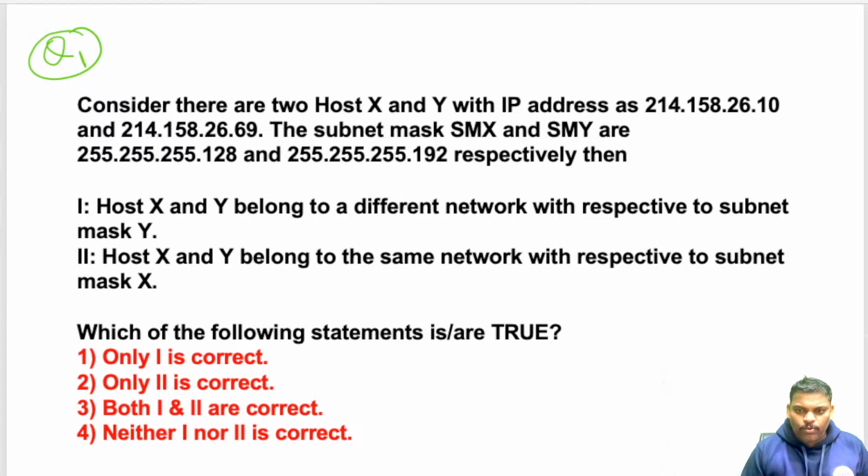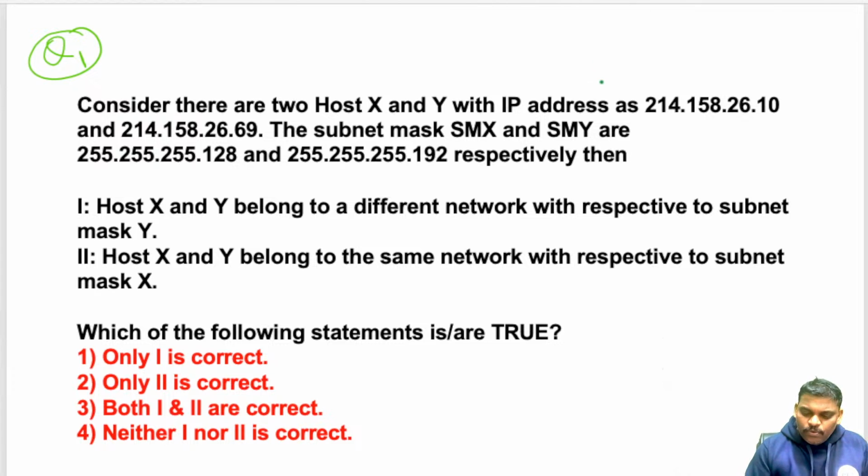So it is the first problem. In the last class maybe we did it, but that's okay, let us assume that it is once again. Consider there are two hosts X and Y with IP addresses. Two IP addresses are given, and two subnet masks are also given. With respect to the subnet masks and IPs, which belong to the same network? That is what he is asking. I think we did this problem.